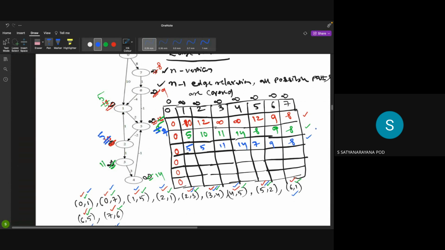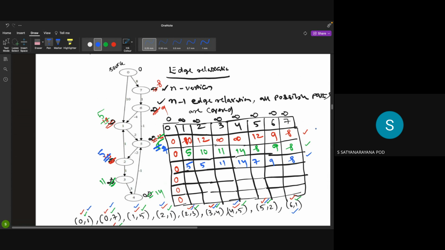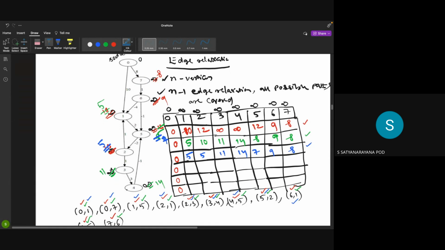Now one more time. Don't worry, some values are stabilized somewhere. So we go one more time, maybe using a different color. Now again 0 to 1, of course there is no update. 0 to 1 is as it is because there is no other diversion of it. 0 to 7, it's the same, no issue. So this is also done.